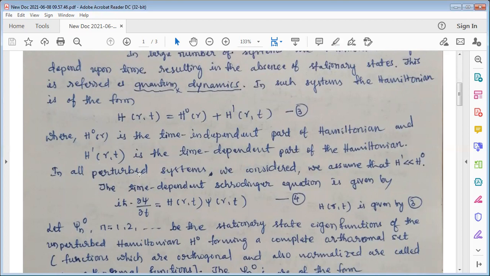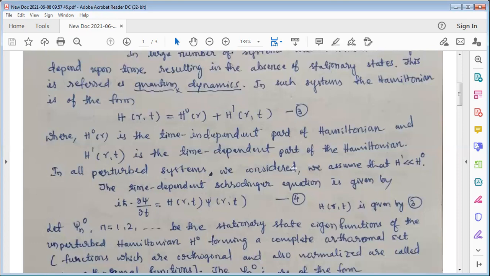In the last session, I explained the meaning of a perturbed system, or the meaning of perturbation. Perturbation means there is a change in the properties of a system. For example, you may consider the potential of a system. If the potential of a system is changing with respect to time, that is nothing but the perturbation existing in the system.